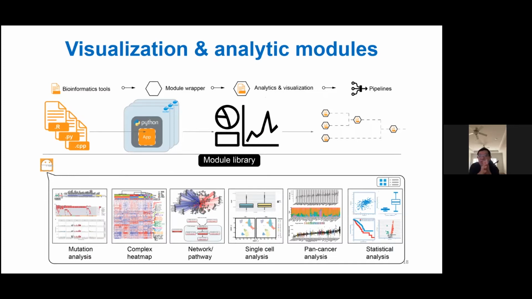And then we have this whole visualization module, from mutation analysis, complex heat map, network view, pathway, and single cell analysis, and also pan-cancer analysis, and also box plots. So essentially, when you have the result, it can choose the appropriate tool or module to help you discern the result.